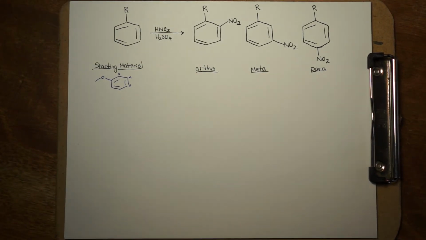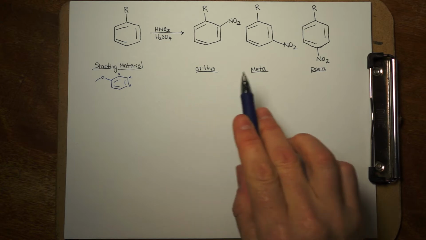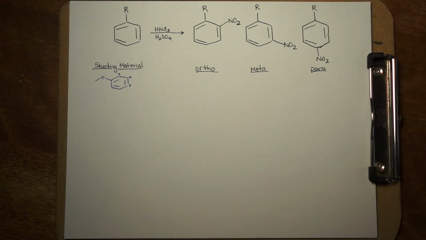Right, so when we do anisole nitration, we're going to get a specific distribution of products, meaning we're not going to get a 1-to-1-to-1 ratio of products. So when you look at anisole, think about what this methoxy group is. Is it an electron donating group, or is it an electron withdrawing group? Hopefully you identified it as an electron donating group, right? And we learned in one of the previous videos that electron donating groups are ortho-para directors. They're activating and they're also ortho-para directors.